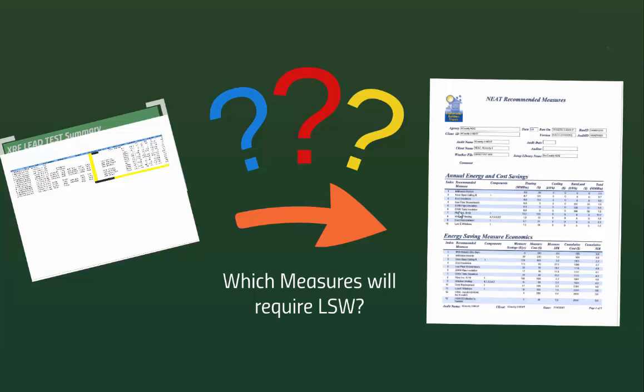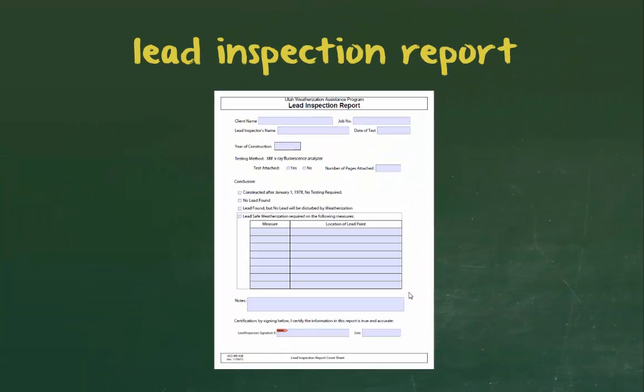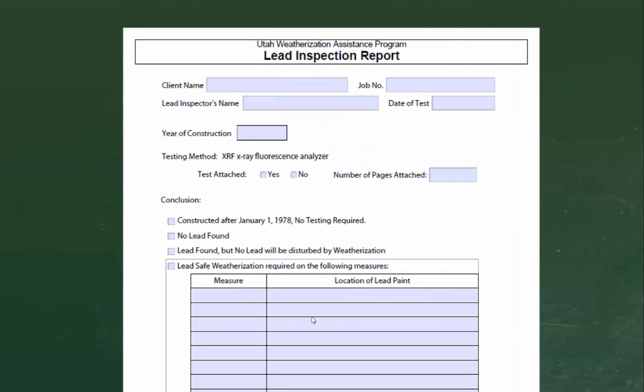If you look at the list of recommended measures, these are all the things we're going to do on the home. I need to know, based on these results, if we're going to do lead-safe weatherization on any of these measures. And that's where the lead inspection report comes in. Basically, it gives us the opportunity to identify which measures are going to require lead-safe weatherization, or if none of them will, it lets us document that as well. So this is essentially going to be a cover sheet to be put in front of that summary report that comes out of the XRF.